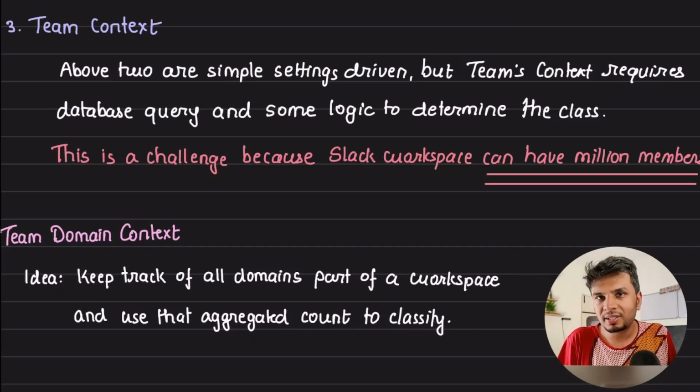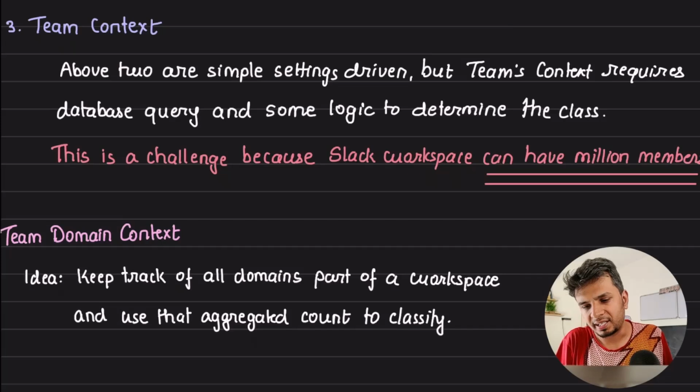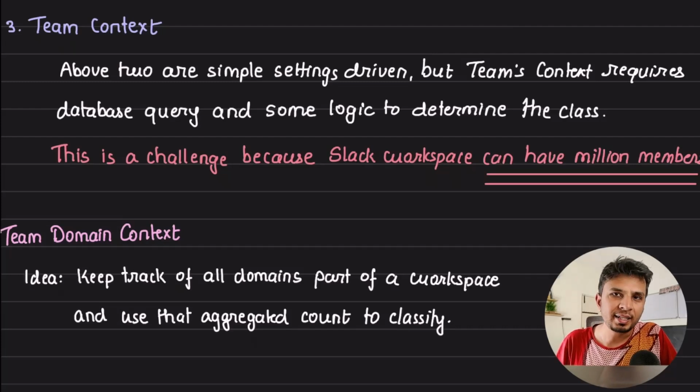Now the solution to this, as you all might have guessed, is pretty straightforward, it's literally peeking into our eye: we keep track of all the domains that are part of my workspace and have an aggregated count against each, and we use that to classify, right?